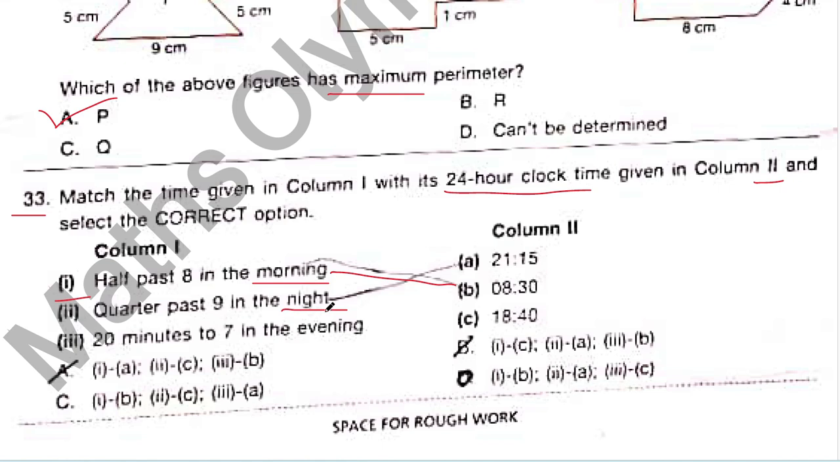9:15 in the night means the time which is 21:15 in the 24-hour clock time. Third is 20 minutes to 7 in the evening. 20 minutes to 7 in the evening means 18:40. So this means first is matched to B, second is matched to A, and third is matched to C, which is option D here.